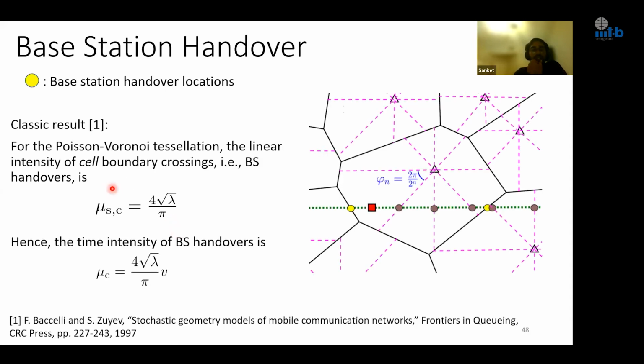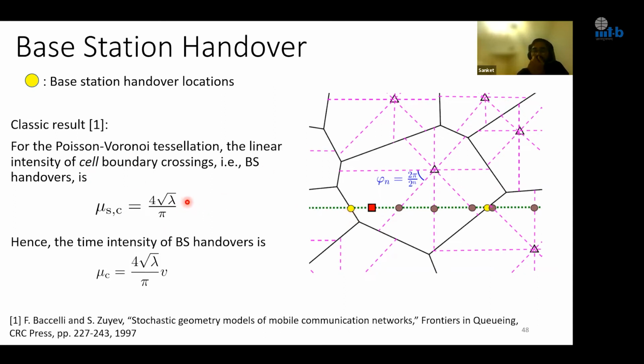And then another aspect is the base station handover location, as shown here. If the user is moving from this cell to this cell, this yellow circle shows the handover from this cell to this cell. Now, this is a very well-known result in stochastic geometry, and the average number of cell boundary crossings is given by this expression.